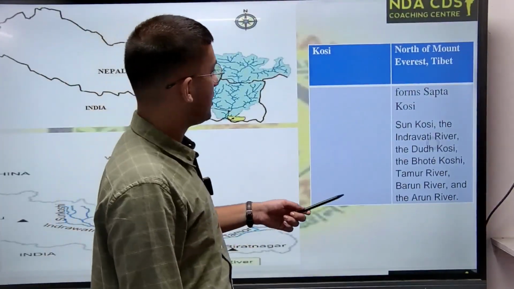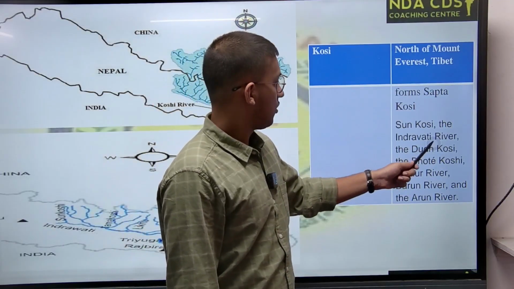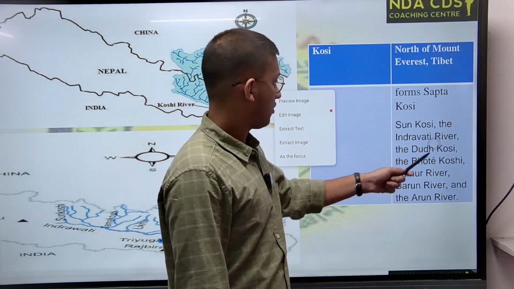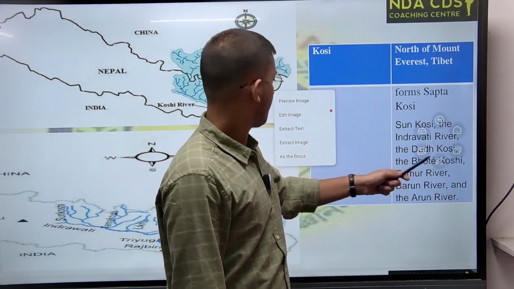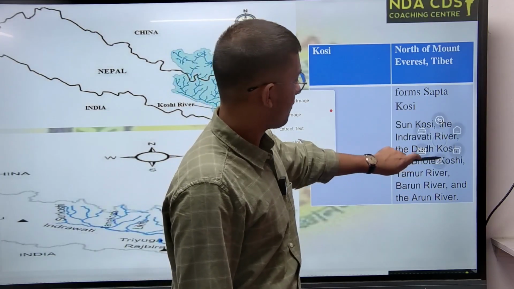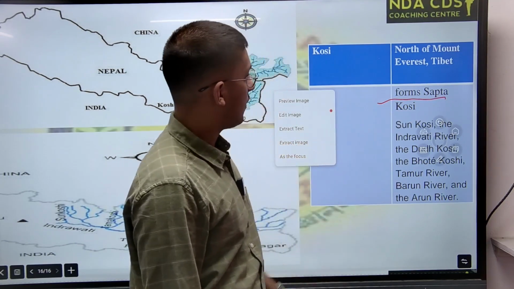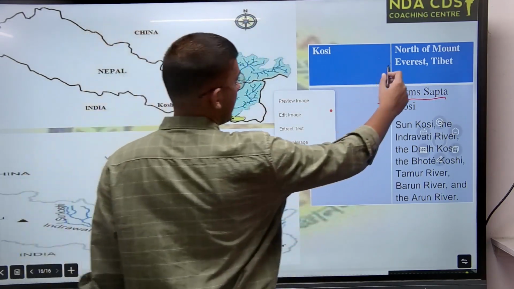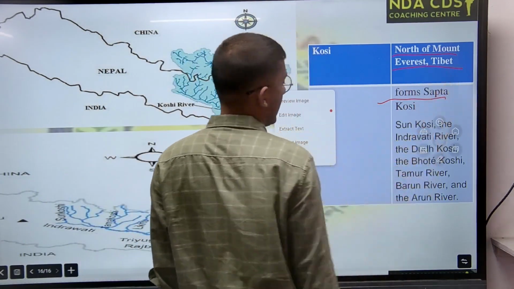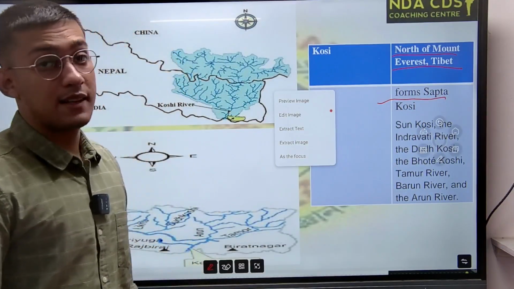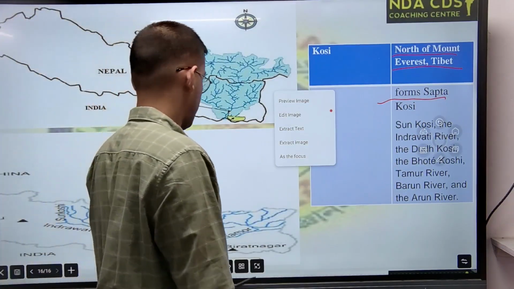We now have Kosi. So Kosi forms from Sapta Kosi, right? It starts at north of Mount Everest in Tibet. Kosi starts at north of Mount Everest in Tibet.